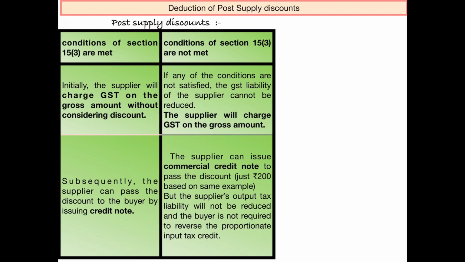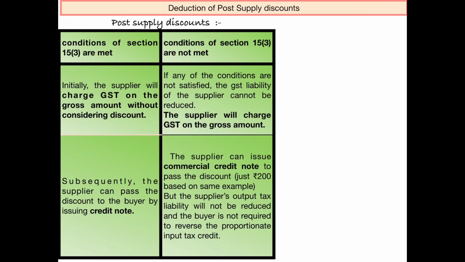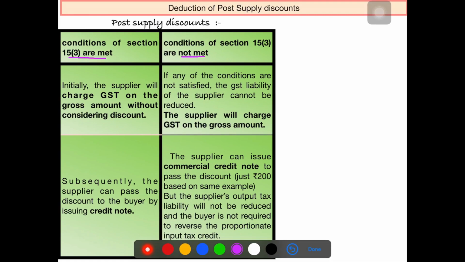So let's now understand how to deal with post supply discounts when the conditions of section 15 subsection 3 are met, and the other one is when the conditions of section 15 subsection 3 are not met. So first look into when the conditions of section 15 subsection 3 are met. Since it is a post supply discount, the supplier will charge GST on the gross amount without considering discount. For example, gross amount is rupees 2000. GST at the rate of 18% on rupees 2000 is rupees 360. So the supplier will charge rupees 2360 from the customer.